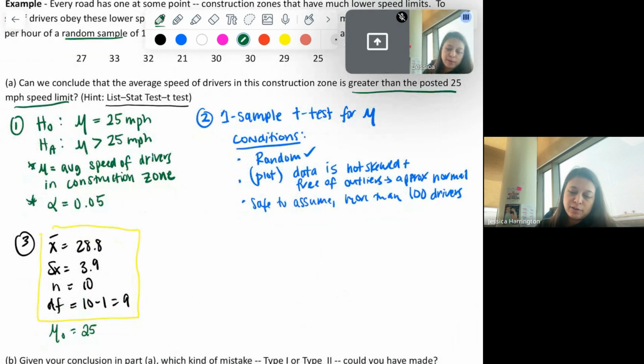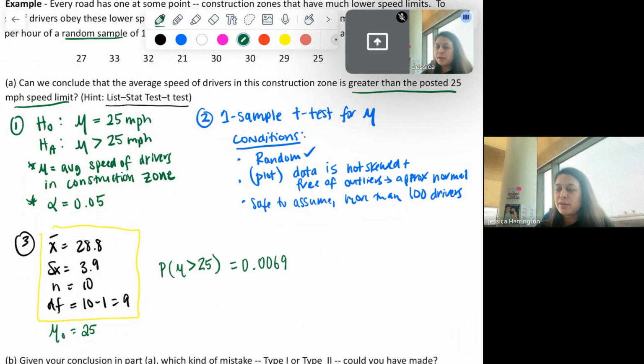And I'm just going to tell you what it is here. So hopefully it matches because I didn't put it in mine. But the probability that, let's do this, what am I on, right? Mu is greater than 25 is 0.0069. That's what I got. I didn't type it in. That's what the solution says. So hopefully it's right. I'll check it afterwards and we'll come back and fix it if it's not.